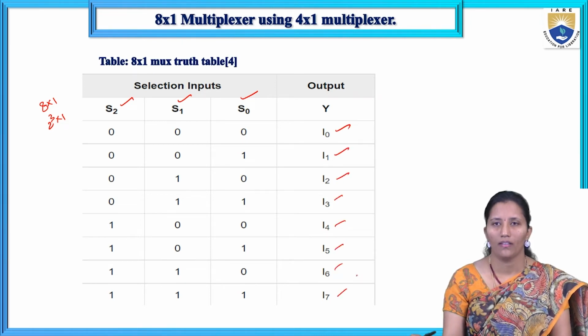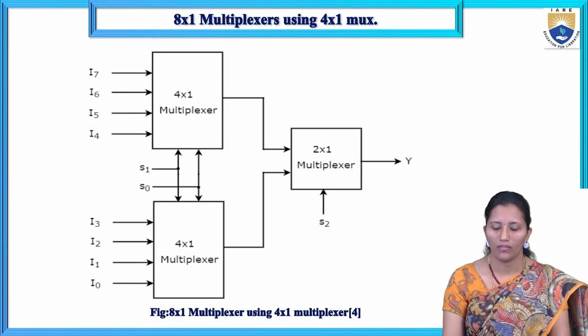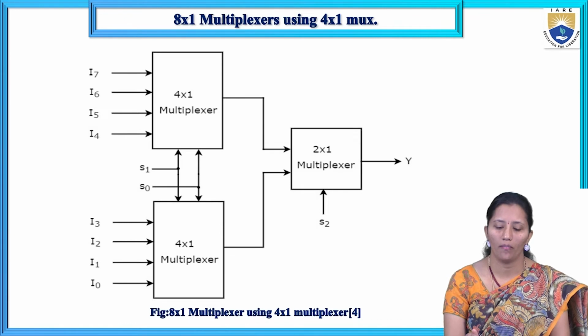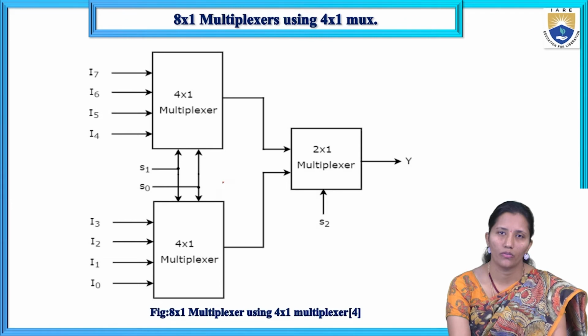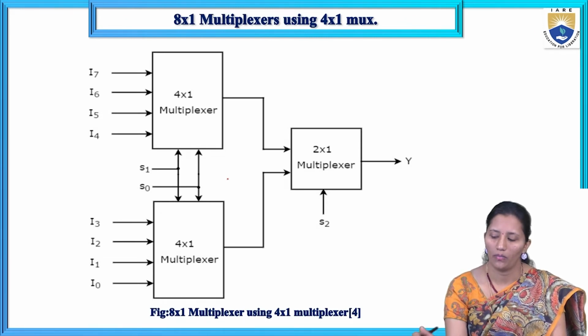Any one of the inputs will be transmitted to the output. So how do we draw the 8 by 1 multiplexer using 4 by 1 muxes? Here we are going to use two 4 by 1 multiplexers and one 2 by 1 multiplexer.